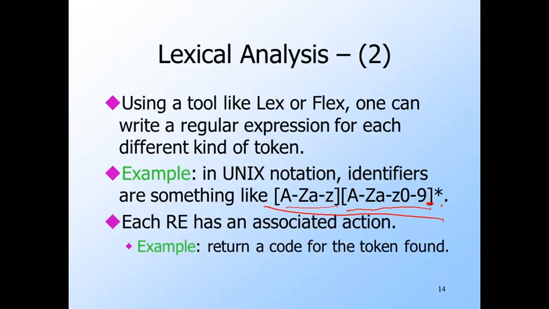In Lex, you write an action, which is an arbitrary code to be executed when the regular expression for a token is matched. In the simplest cases, all this code does is return an integer code representing the token found, but the action might be much more complicated. For example, if an identifier is found, the action might involve installing that identifier in a symbol table where all identifiers used by the program are stored.